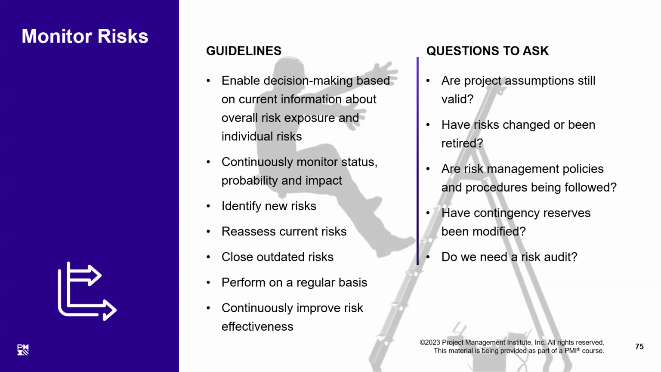Fourth question, have contingency reserves been modified? You see, risks did not happen as we planned, and therefore, maybe there were some unknown risks which could not have been identified and they have caused damage. So, did we amend our contingency reserves accordingly? That is a big question.